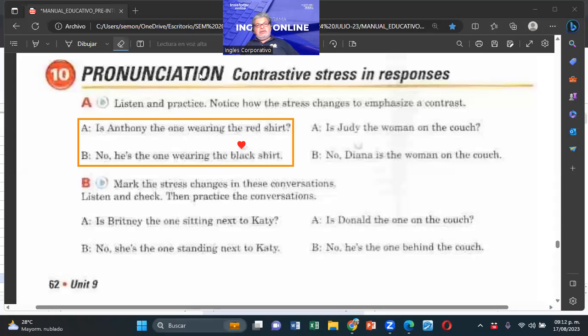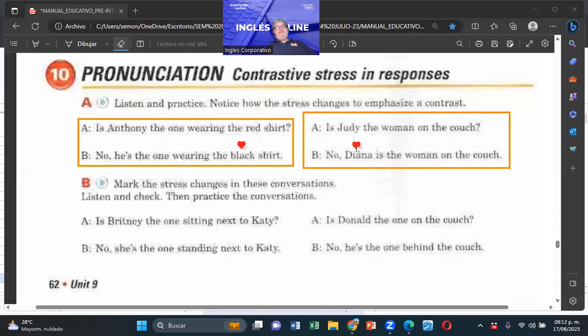Then on the second example, this conversation, it says, is Judy the woman on the couch? No, Diana is the woman on the couch. See, the intonation is a little bit different because you want to emphasize that it's not Judy, the woman on the couch, but is Diana. Is Judy the woman on the couch? No, Diana is the woman on the couch. Okay?